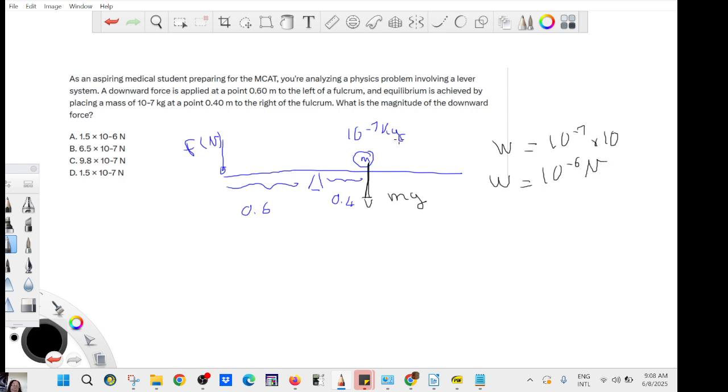Otherwise, it's not consistent. If I have kilograms on one side, I should have kilograms on the other side. Newton on one side, you have Newton on the other side. So then it's easy once you clear this out.